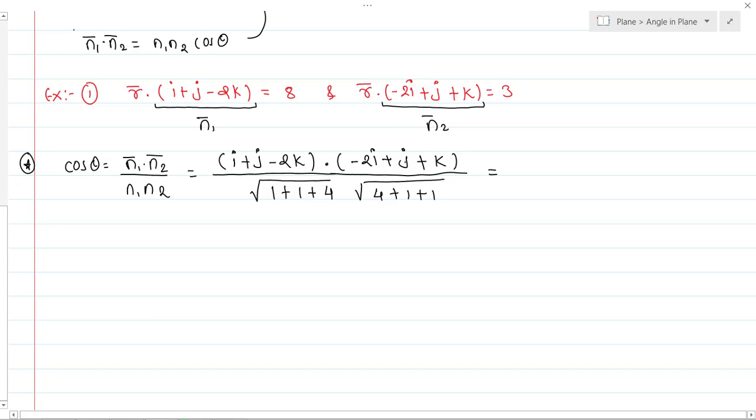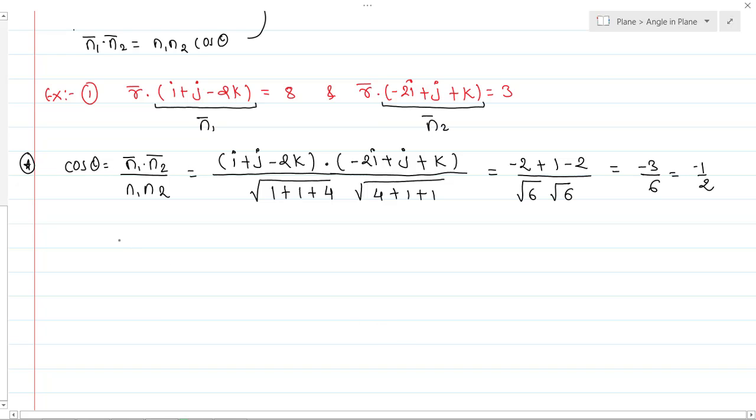So 1 into minus 2 is minus 2, 1 into 1 is plus 1, and minus 2 into 1 is minus 2, whole divided by root of 6 into root of 6, since 4 plus 2 is 6 and 4 plus 2 is 6. So it is minus 2 plus 1 minus 2, which is minus 3, by 6, which is minus 1 by 2.